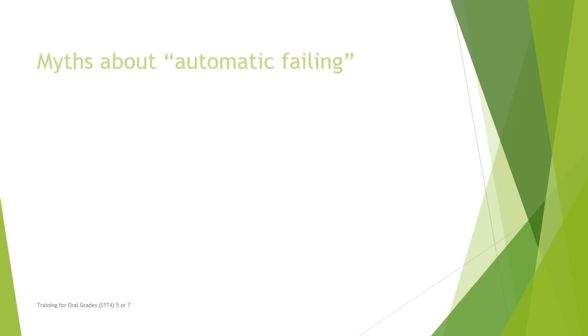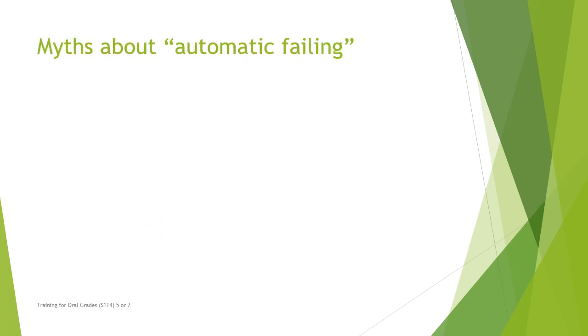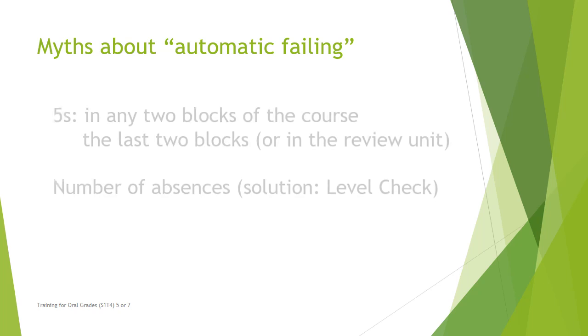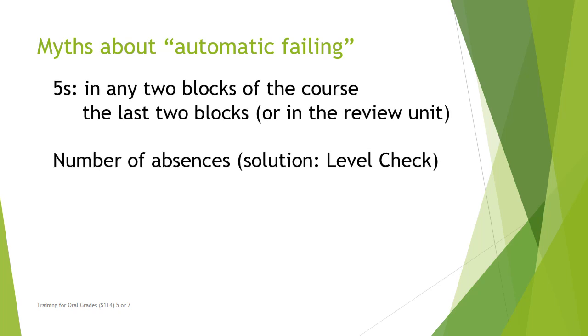Now we look at some myths about automatic failing. Some teachers think that if a student gets a 5 in any 2 blocks or the last 2 blocks of a course, then the student should get a 5 as a final grade. We believe in the principle of continuous assessment or continuous evaluation, so giving a 5 based on only 2 classes is not fair.